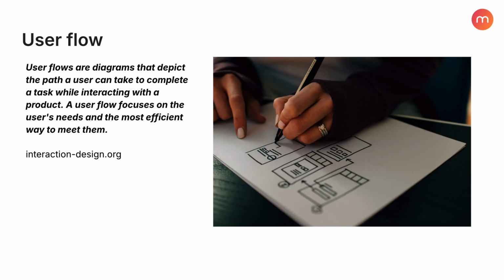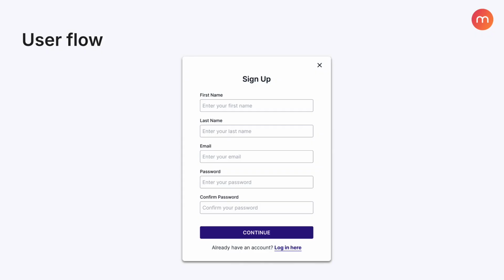User flows are diagrams that show the path a user can take to complete a task while interacting with a product. A user flow focuses on the user's needs and the most efficient way to meet them. You can see in this picture here someone drawing a flow between screens. This is exactly what we mean by mapping a user flow.